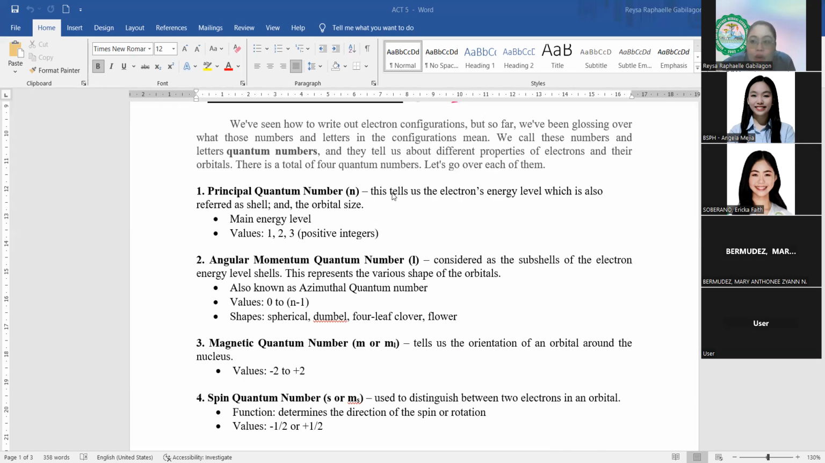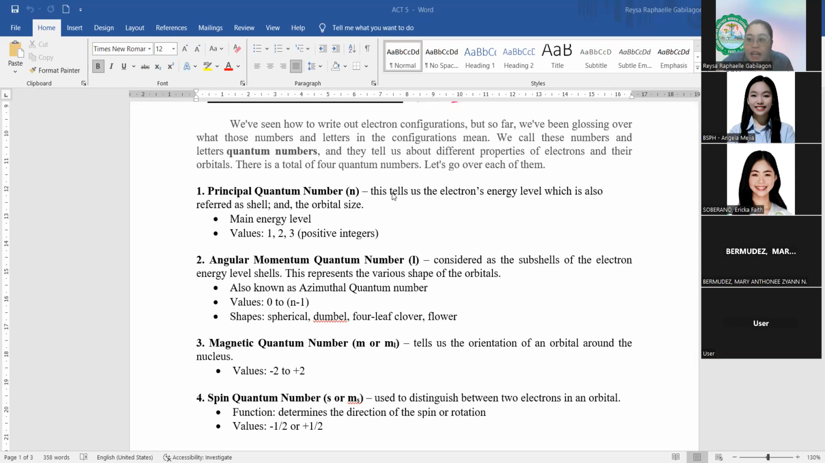So, kadugtong ito ng electron configuration. Si quantum numbers naman will tell us the different properties of the electrons and their orbitals sa isang atom. Okay? So, yung sa electron configuration kasi, distribution yon ng electron sa mga orbitals. Pagdating sa quantum numbers, we will talk about the properties of these electrons and at the same time their orbitals. Okay, using numbers. Kaya siya tinawag na quantum numbers.